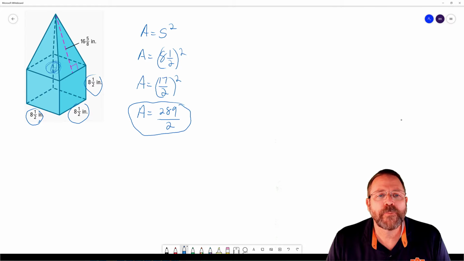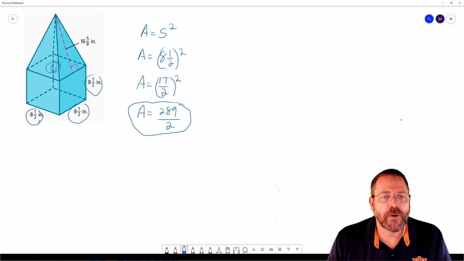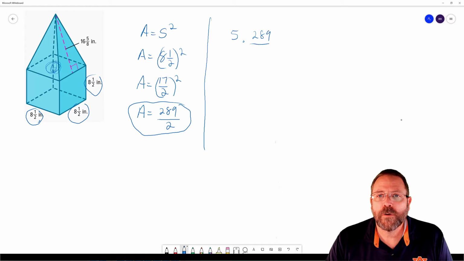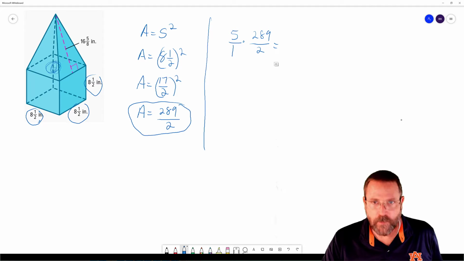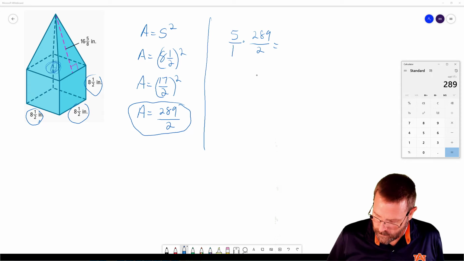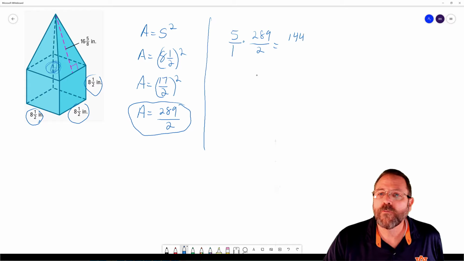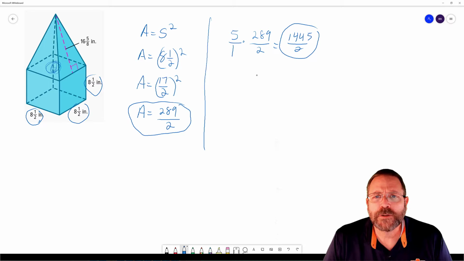Now we've got 5 of those, so to find the surface area of the cube part of it, I'm going to take that number and multiply it times 5. Remember, we're not doing the top portion, we're only doing the 4 sides and the base. So 5 times 289 over 2. Nothing's going to simplify, and we'll just go ahead and use a calculator. Times 5 equals 1,445 over 2. Once again, we're just going to leave that as an improper fraction for right now.